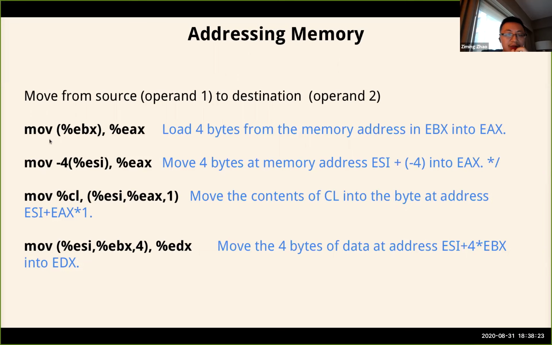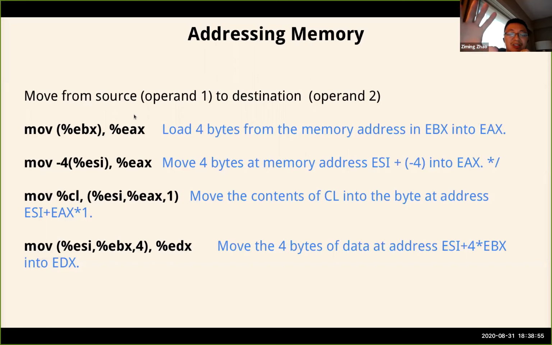So in AT&T syntax, for a move instruction, the first argument is the source and the second argument is the destination. So when we move (%ebx) to %eax, we are moving the value at the memory location specified by EBX to the register EAX. For Intel, it's a little different: the first argument is the destination, and the second argument is the source.